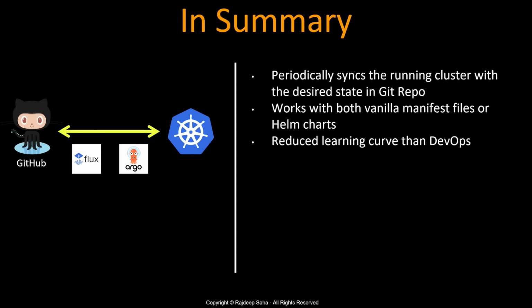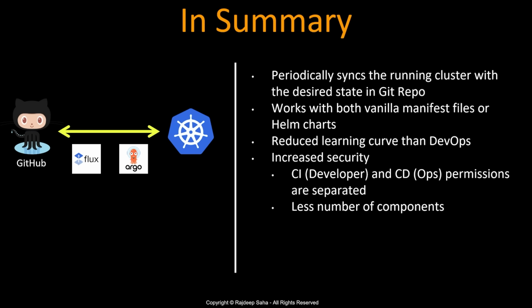It has reduced learning curve than DevOps because GitOps is utilizing Kubernetes concepts. Under the hood, GitOps is using Kubernetes operators. So you don't need to learn different DevOps tool to implement the continuous deployment portion. GitOps also increases the security because the CI and the CD permissions are separated.